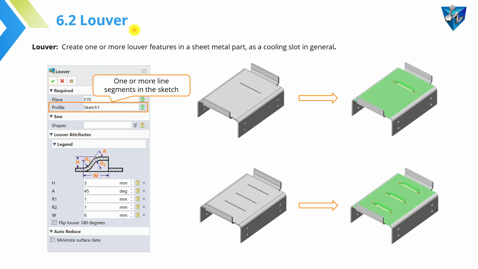Next one is louver. For many sheet metal parts, there should be louvers to dissipate heat. So we can use ZW3D to create a louver very quickly. All we need is just a line or multiple lines to define the length and the position of the louver. And it can be created very quickly by the parameters.